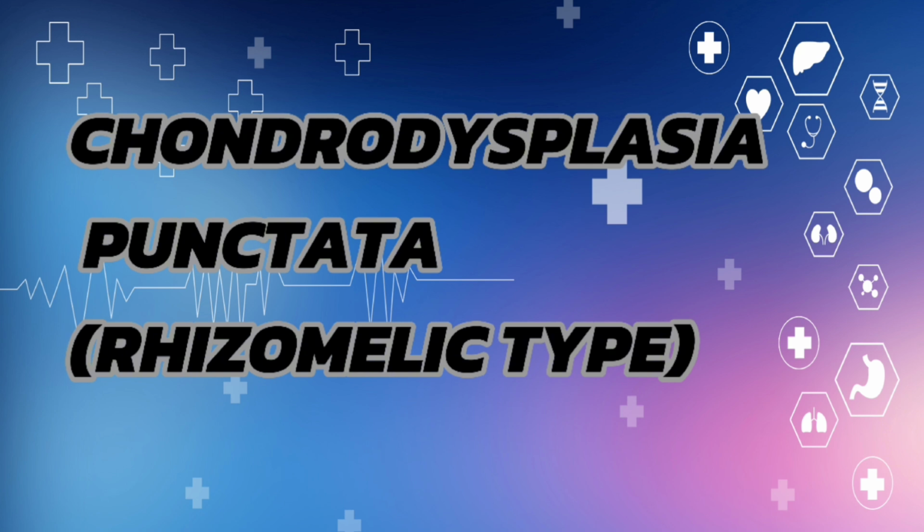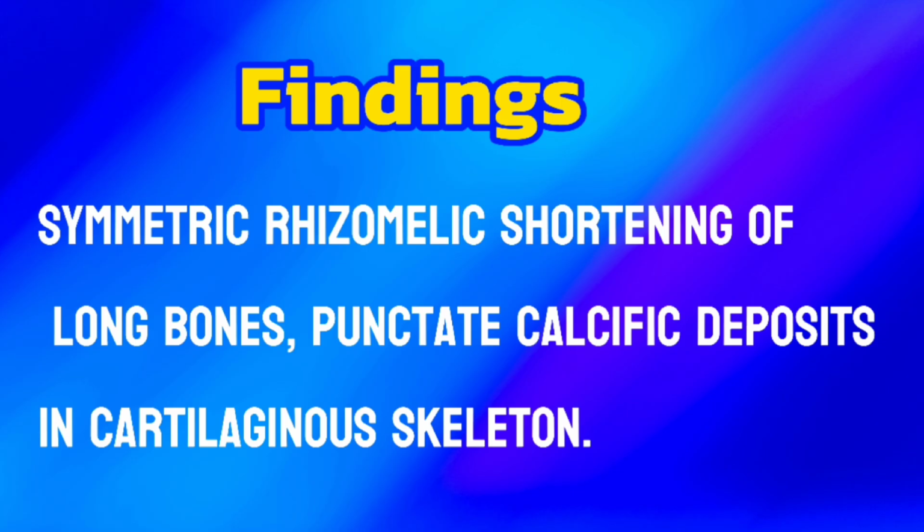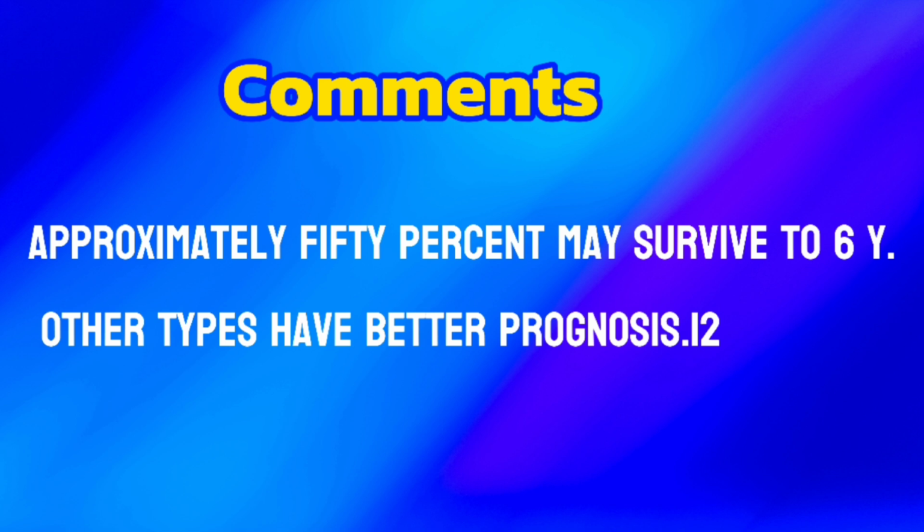Next comes chondrodysplasia punctata, rhizomelic type. The findings are symmetrical rhizomelic shortening of the long bones, punctate calcific deposits in the cartilaginous skeleton, and the comments are approximately 50% may survive up to 6 years, other types have better prognosis.